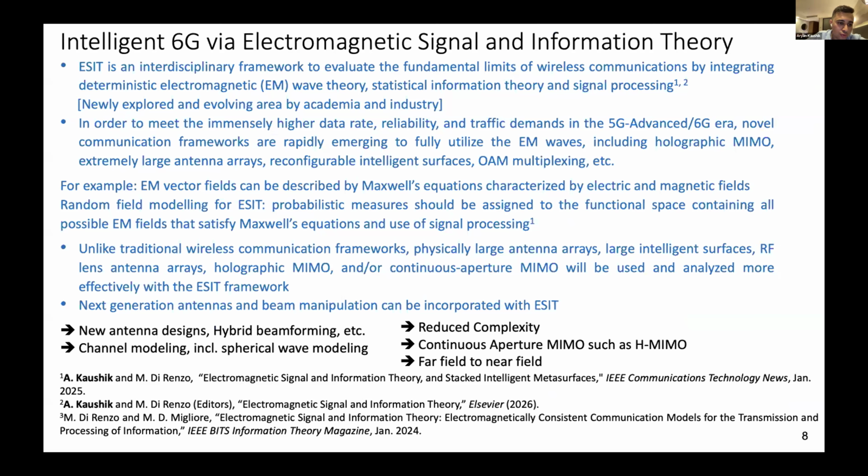So coming to the topic, we also need to consider that we are talking about ubiquitous intelligence when it comes to the 6G framework. So how does it come? It's a combination of different technologies, right? First we start with something called electromagnetic signal and information theory. So we combine our electromagnetic wave theory with signal processing and information theory, right?